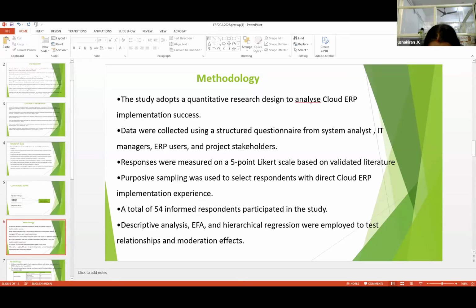A 5-point Likert scale is used in the questionnaire, and purposive sampling is used for selecting participants who had direct cloud ERP implementation experience, and a total of 54 informed respondents participated. The data analysis included descriptive statistical analysis, EFA, exploratory factor analysis, and hierarchical regression analysis.